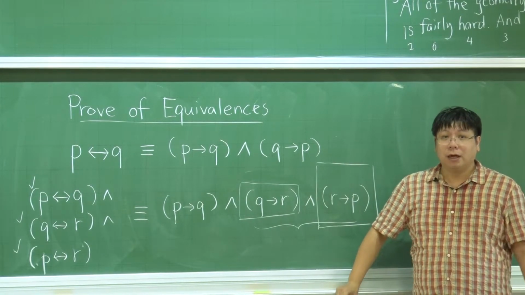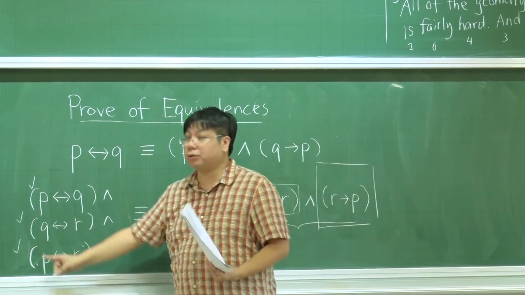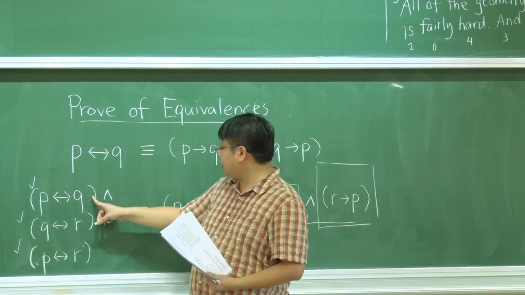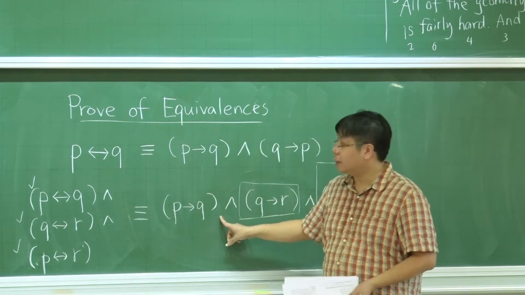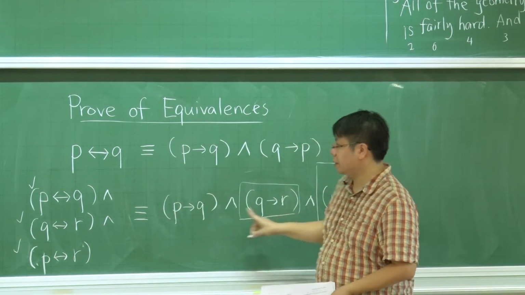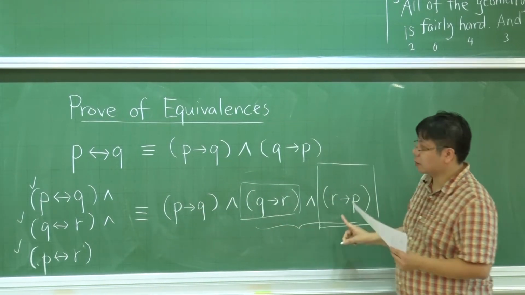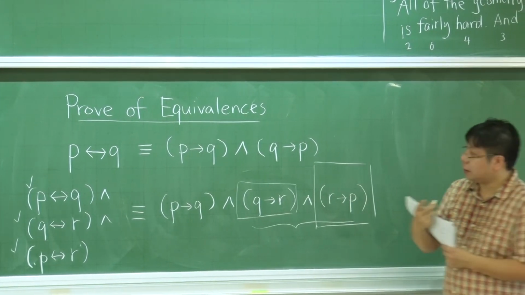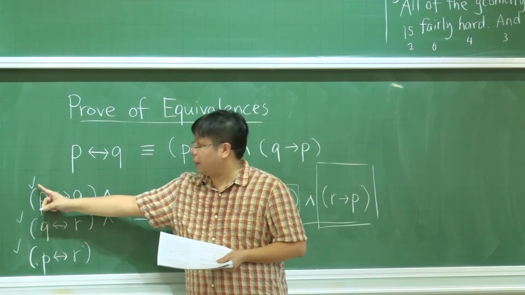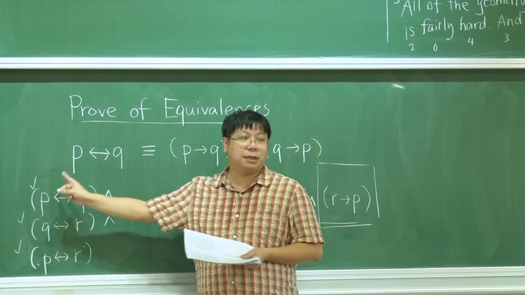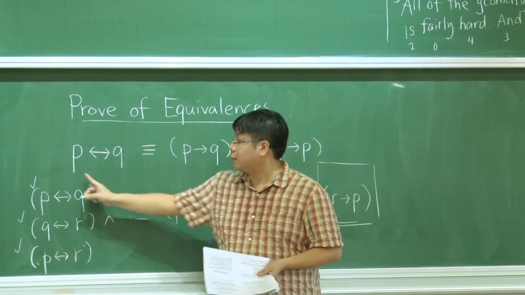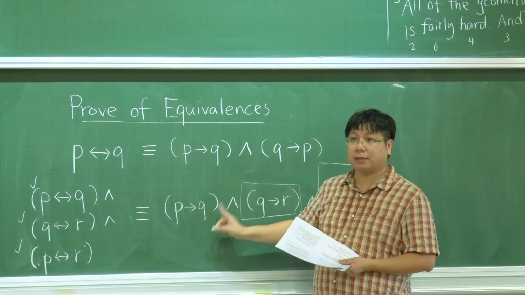On the other hand, if the left-hand side is true, then this one is true, this one is true, this one is true, right? If this one is true, then this one is true. If this one is true, then this one is true. So we will have everything true. This one means that P implies Q is true, and then Q implies R is true. So this one automatically implies this one is true.